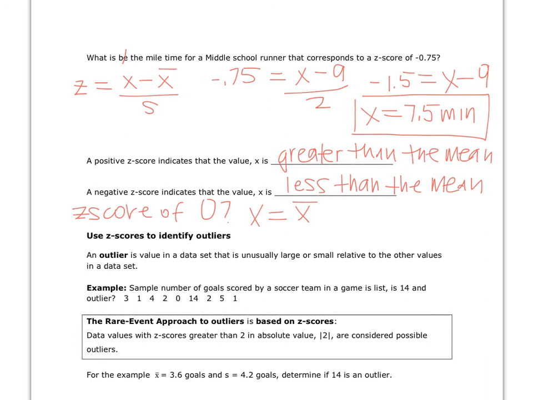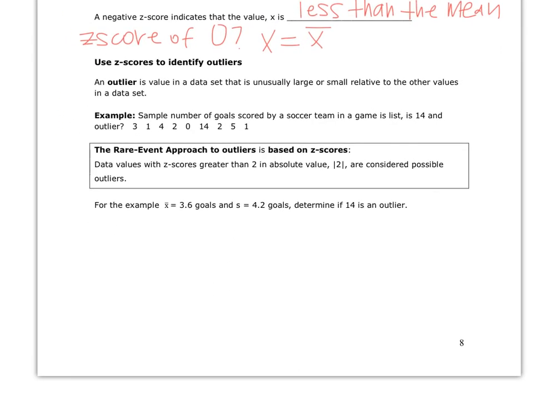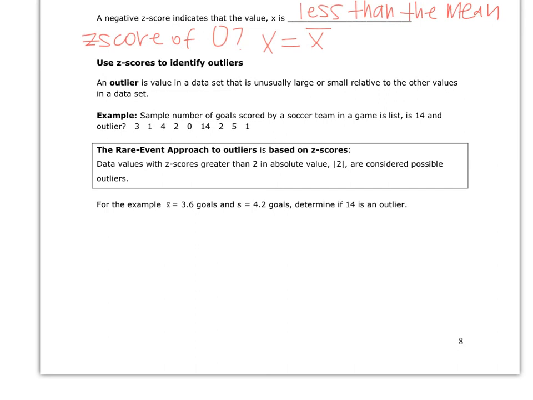Okay, we have another application of z-scores that we want to look at, and we're going to revisit this idea of outliers. We can test for outliers using the quartiles like we did before, and sometimes that's the appropriate method. Sometimes, if we have the mean and standard deviation calculated already, we can use those to determine whether we have outliers. So remember, an outlier is a value in a data set that's unusually large or small relative to the other values.